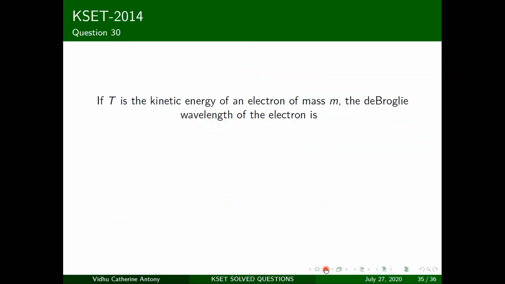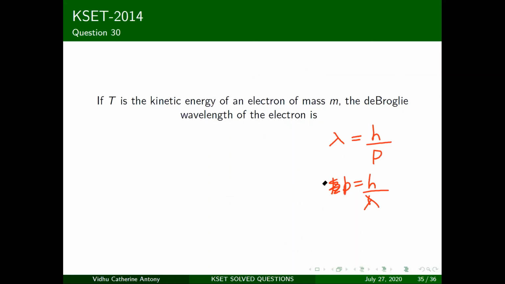Okay. Now, let's go to the last question. This is pretty easy. If T is the kinetic energy of the electron of mass m, the de Broglie wavelength of the electron is. So let's just look at this. How do you write your de Broglie wavelength? You basically write it as h divided by p. If it's momentum, you divide h by it, so h by lambda.